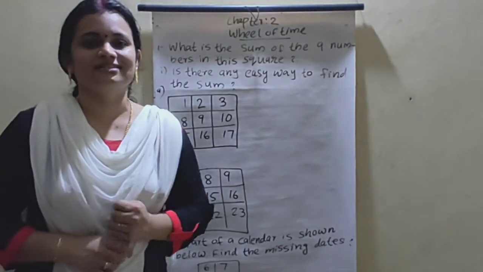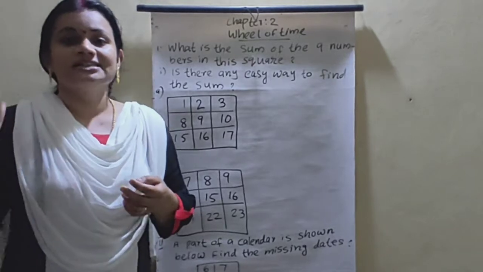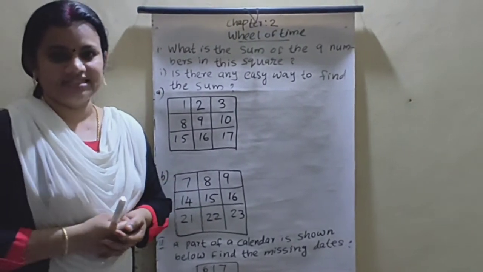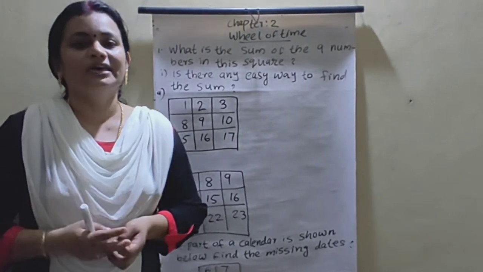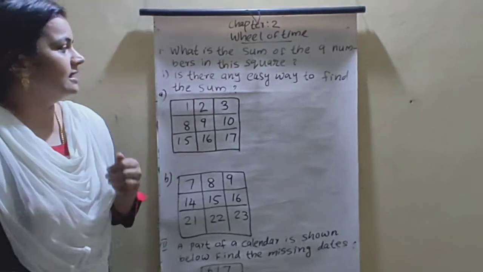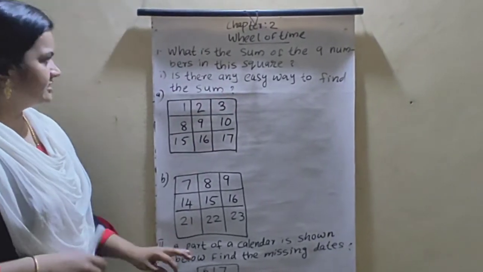To the new class. In the last class we discussed the different years: Shakavarsha, Hijravarsha, Kollavarsha and English years. Do you remember that? Okay, then we are continuing with the same calendar maths. Now we are discussing one part of the calendar. Then what is the first question?